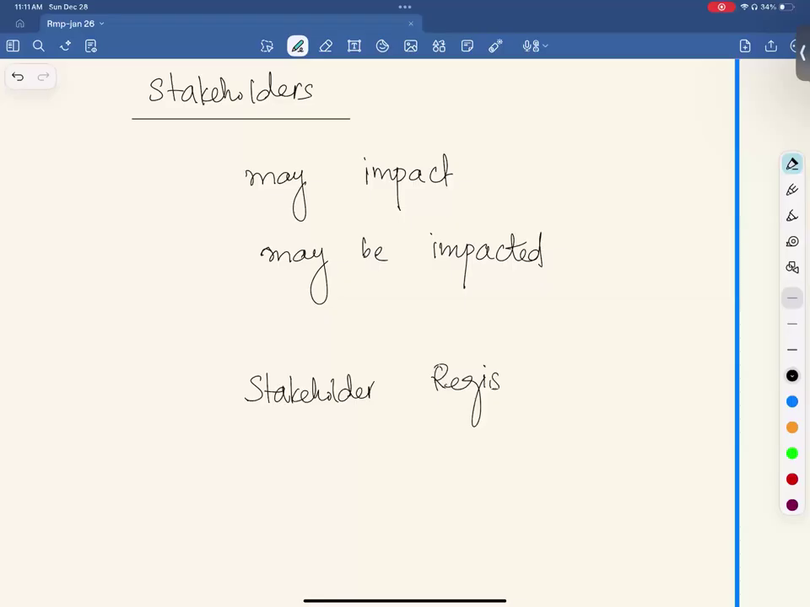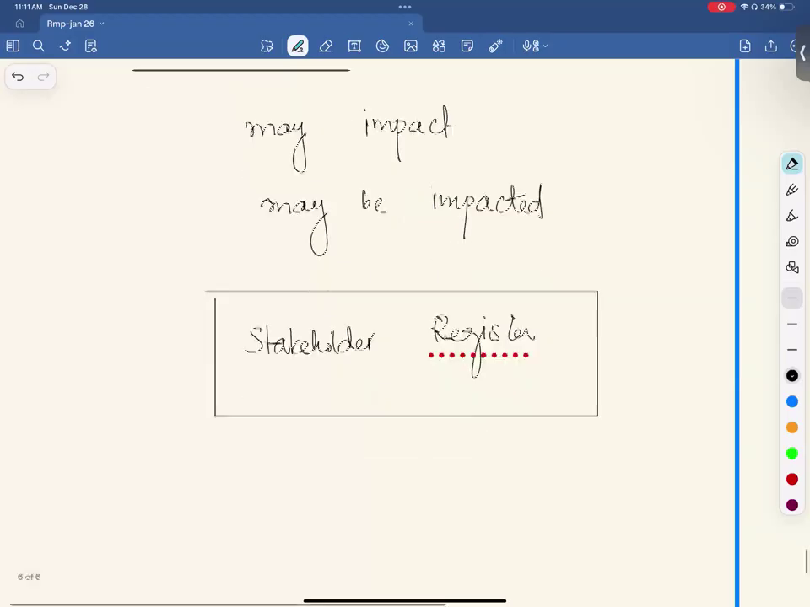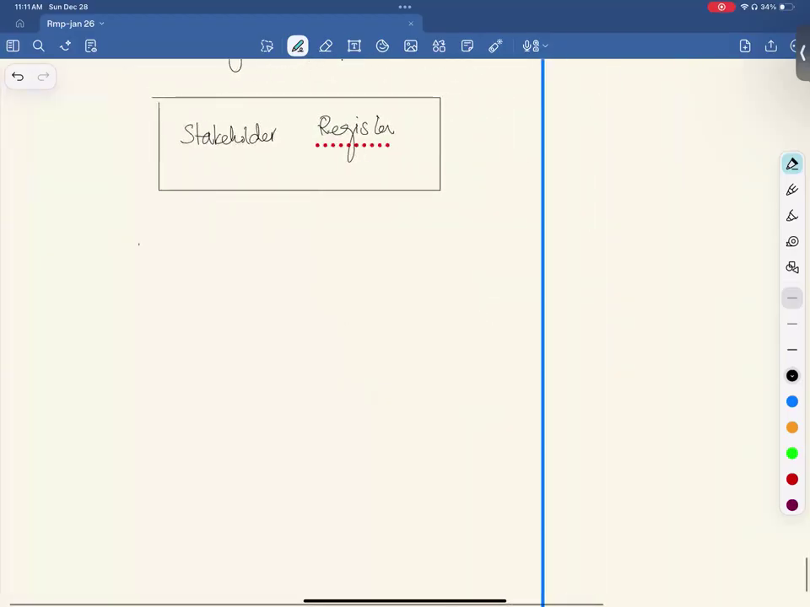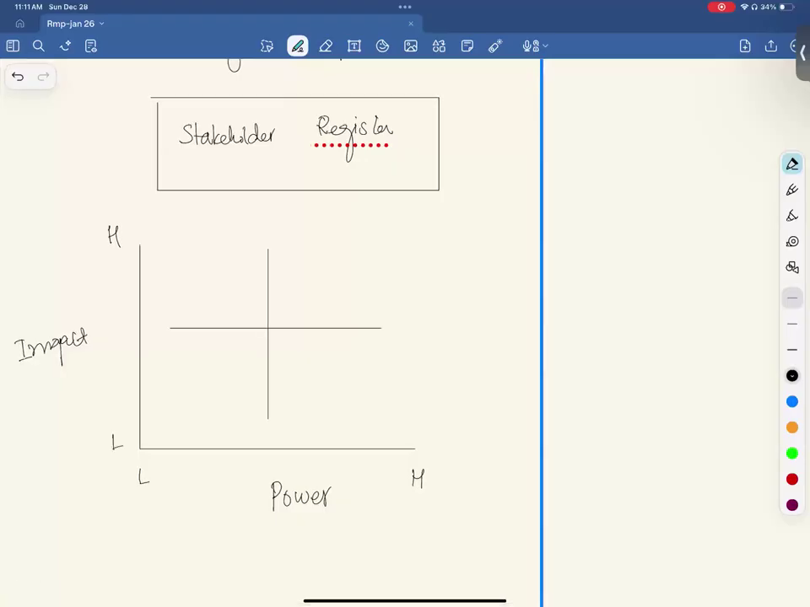In the stakeholder register, you document all relevant people to your project, right? And you categorize them in 4 different categories based on relative level of power and interest. Power could be high, power could be low, interest could be high, it could be low. Stakeholders with high power and high interest, we manage them closely. This is one category of stakeholder.